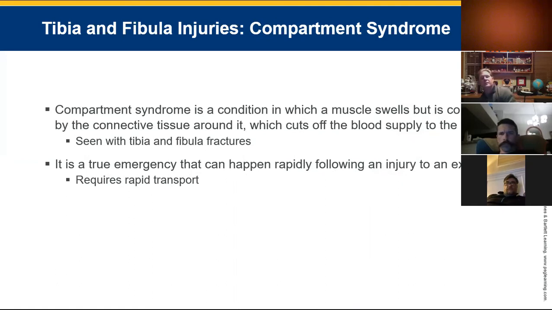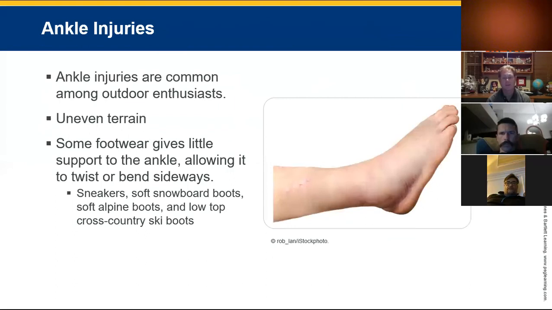Compartment syndrome is a condition in which the muscle swells but is constricted by the connective tissue around it, which cuts off the blood supply to the muscle. Again, this goes back to when I was talking about the femur fractures too. You get that muscle wanting to swell and spasm on you. A lot of blood loss there, so we want to make sure we're doing a good assessment and transporting. What can we fix on the hill?